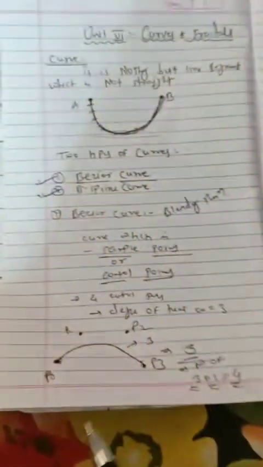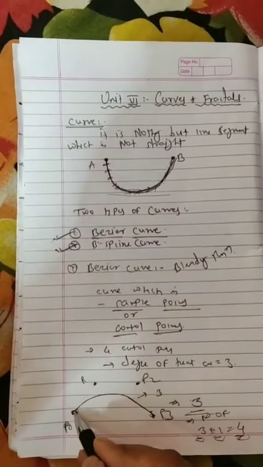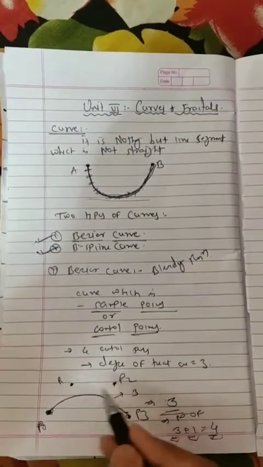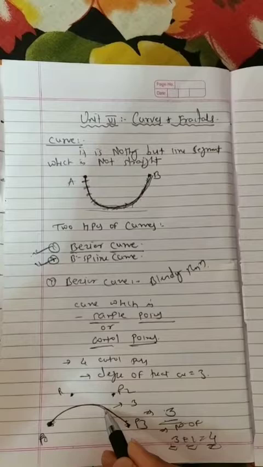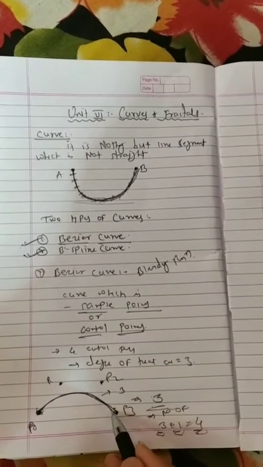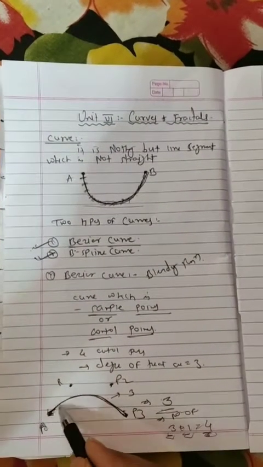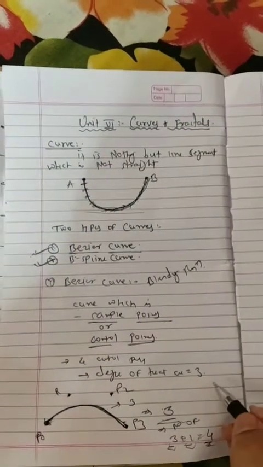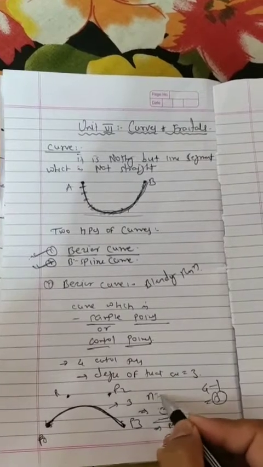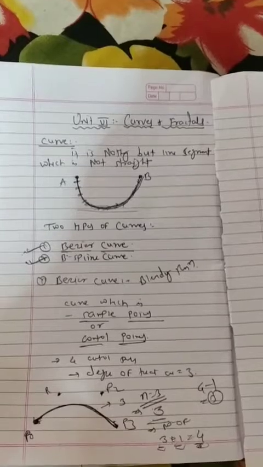For example, there are 4 control points P0, P1, P2 and P3. We start from the P0 control point and end with the P3 control point, and with the help of these intermediate control points we generate such a type of curve. This curve we call a Bezier curve. Here we have 4 control points, therefore the degree of polynomial for this curve is 4 minus 1, that is 3. Therefore the degree of this curve is 3, which is always 1 less than the total number of control points.